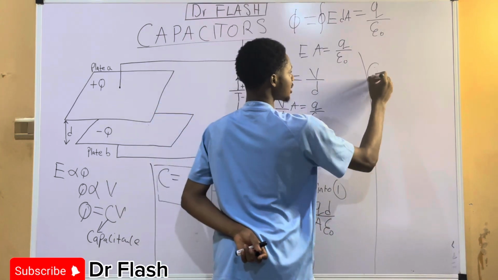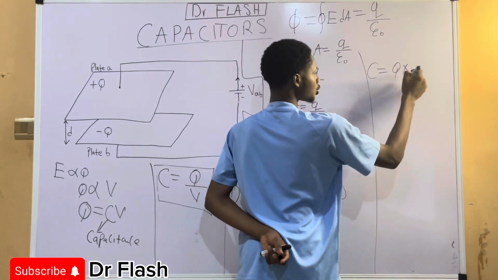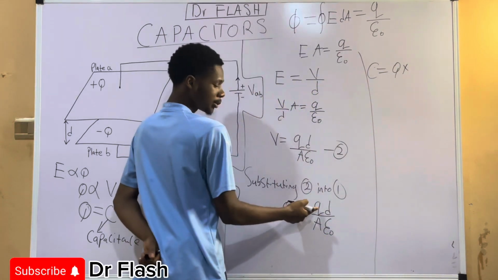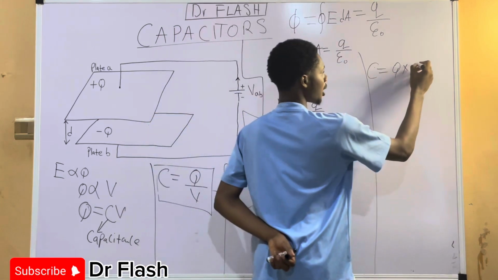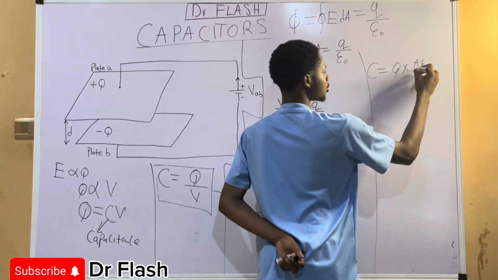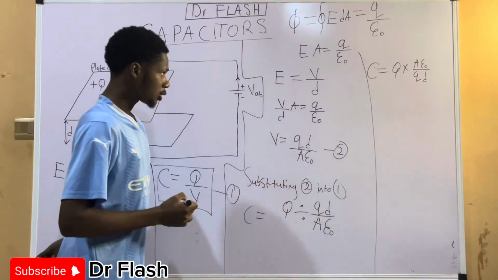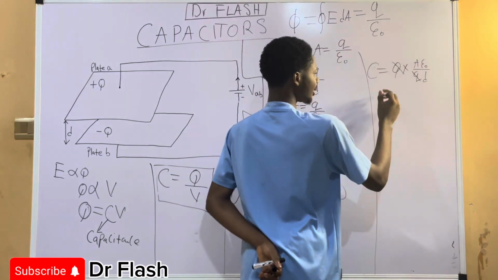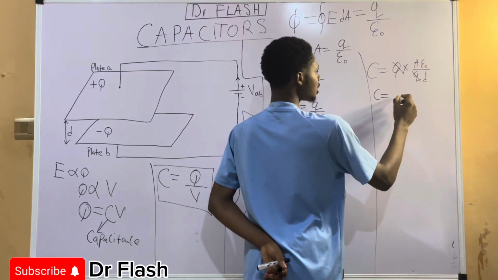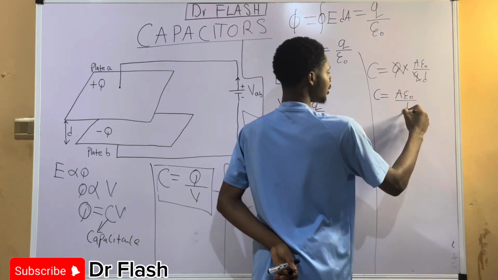So notice that C will then become Q, turning this into a multiplication sign. This one becomes reversed, so it becomes A epsilon naught over QD. So we have A times epsilon naught divided by Q times D. From here, what are we going to get? We notice that Q cancels, and then we're left with C is equal to A times permittivity of free space divided by D.